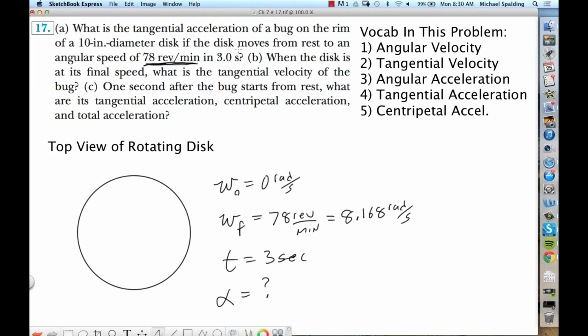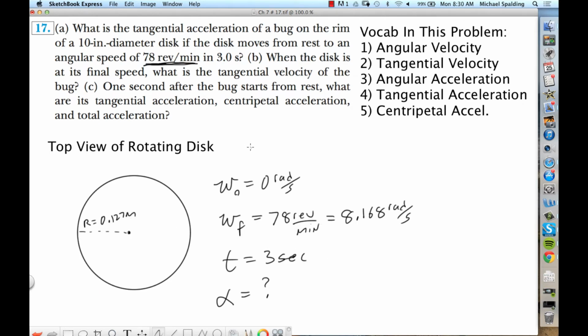Okay, first question here. What is the tangential acceleration of a bug on the rim of a 10-inch diameter disk? The diameter is 10 inches, so what's the radius? 5 inches, but are we going to leave that in inches? No, you've got to convert that. So 5 inches converted to meters is 0.127 meters. Okay, so that's our radius.